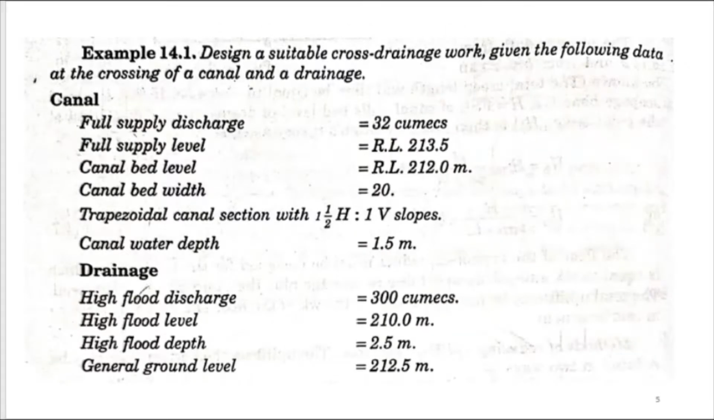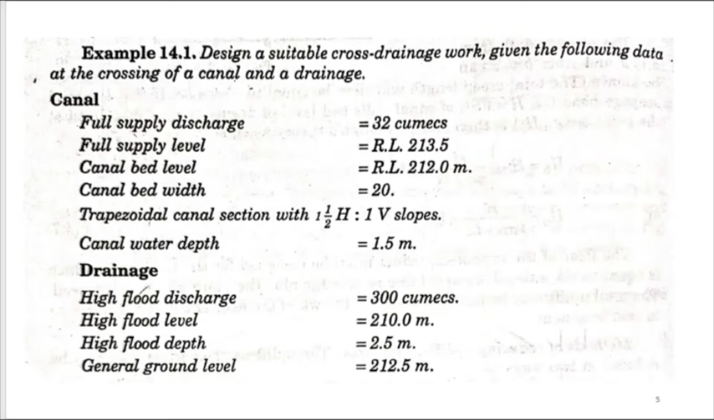So let's see with the question. Design a suitable cross drainage work given the following data of the crossing of a canal and a drainage. Details of the canal are as follows. Full supply discharge 32 meter cube per second, full supply level reduced level of 213.5, canal bed level reduced level of 212, canal bed width 20 meter, trapezoidal canal section with 1.5 horizontal to 1 vertical slope, canal water depth 1.5 meter. Natural drainage details: high flood discharge 300 cumec, high flood level 210 meter, high flood depth 2.5 meter, general ground level 212.5 meter.